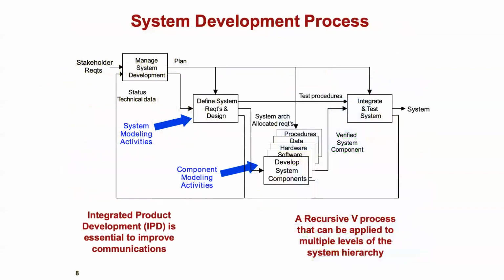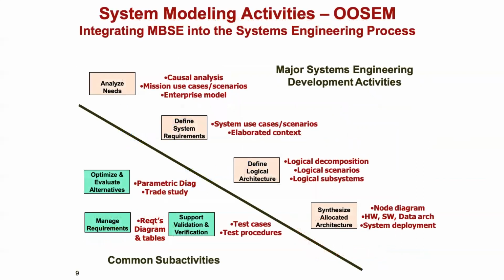In the system development process, there are a lot of different ways that you can be looking at it. Here is an example diagram of integrated product development, and how you start from working with the stakeholders, get the requirements, and manage the system development and do your planning. As a result, you define system requirements and design that gets formulated into the actual system at various levels. Finally, you have to do the integration and test, and then you're ready to deploy the system.